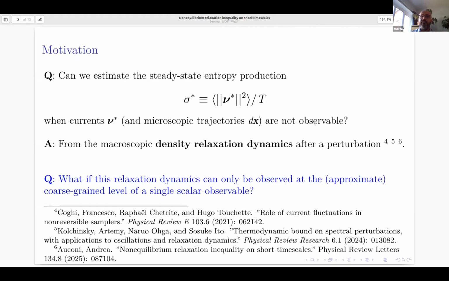Then in reference 5, they studied this connection for the master equation, basically how relaxation and entropy production are related in master equations. And in reference 6, on which this talk is based, I've studied this for the Fokker-Planck equation. A question that is interesting for me is: what if these relaxation dynamics can only be observed at the approximate coarse-grained level of a single scalar observable? That means instead of looking at the whole relaxation dynamics of the density, let's say that we can access only one or some observables.